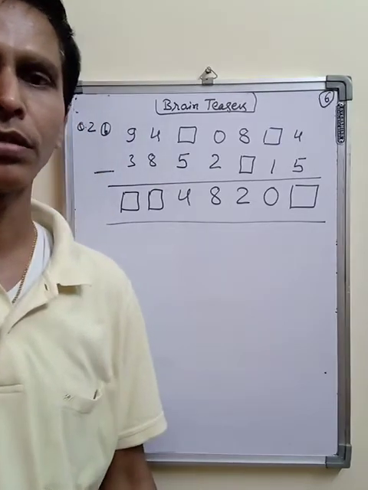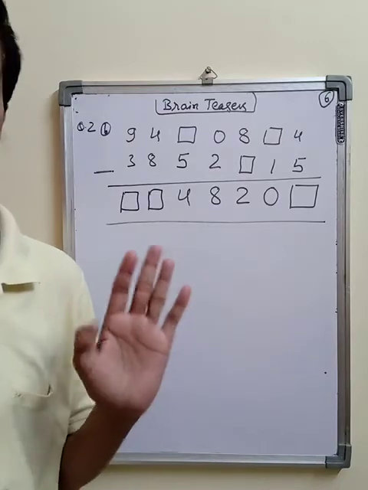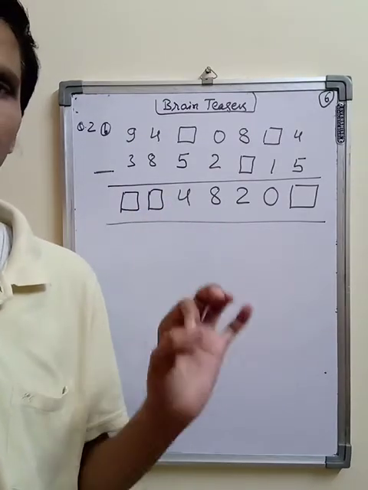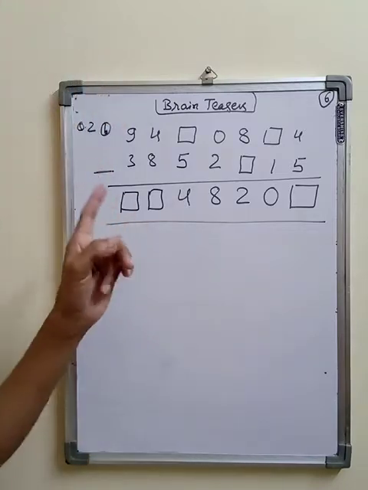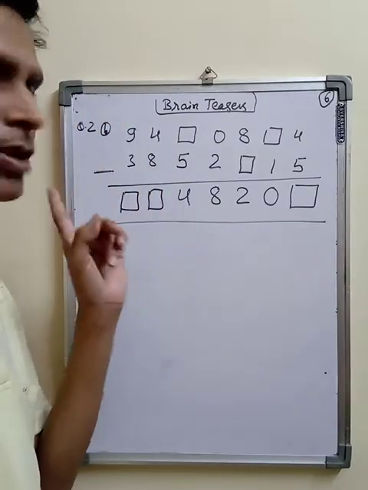Good evening students. Today we will learn brain teaser problems based on 4 operations: addition, subtraction, multiplication and division. So brain teaser's question number 2, this is a different type, that is why I am explaining.